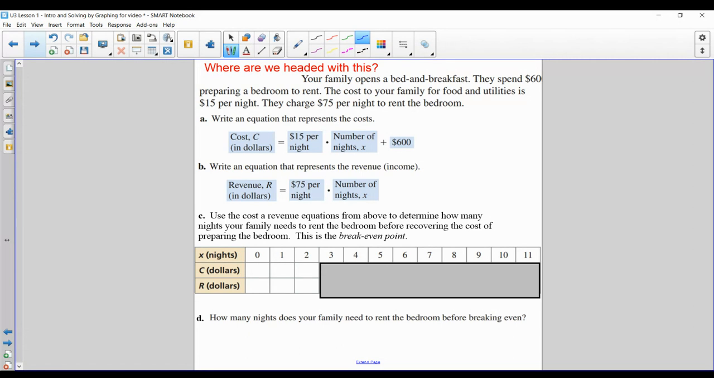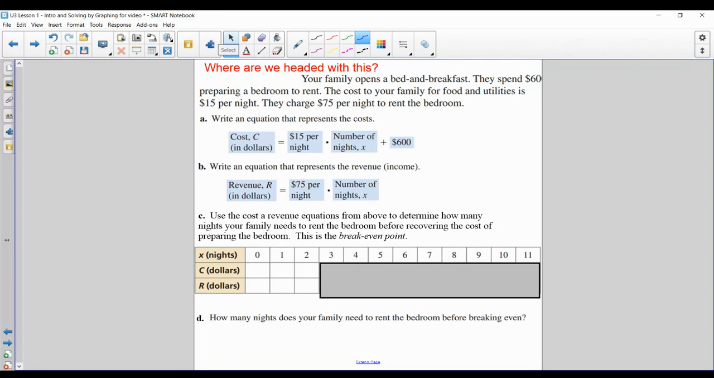Your family opens a bed and breakfast. They spend $600 preparing a room to rent. The cost to your family for food and utilities is $15 per night. They charge $75 to rent the bedroom.